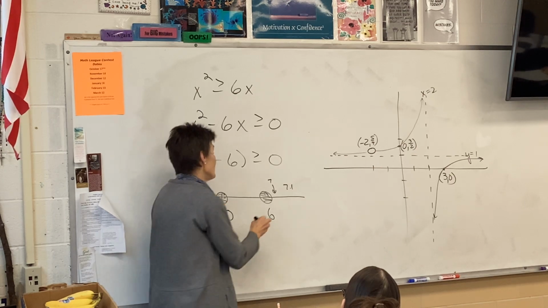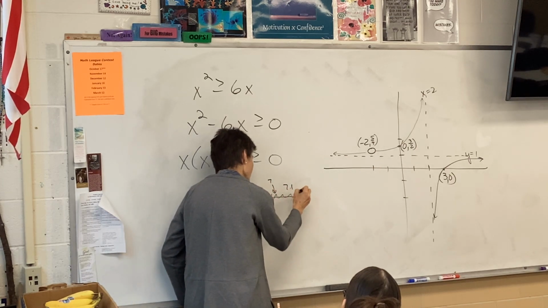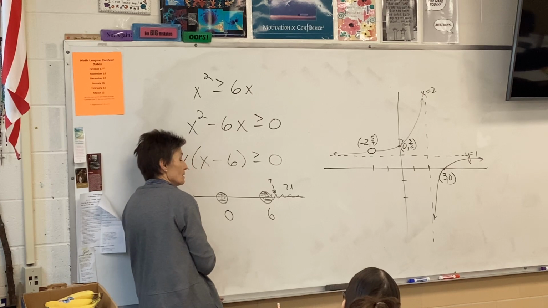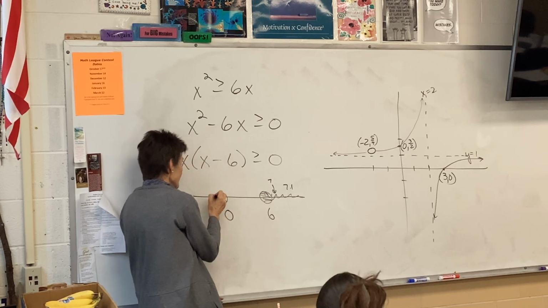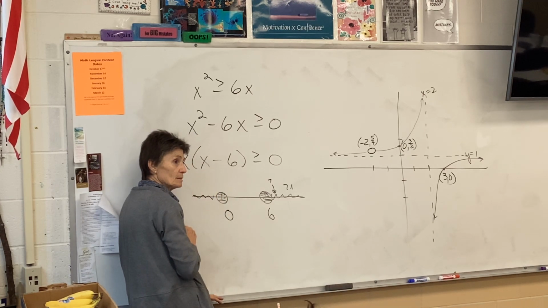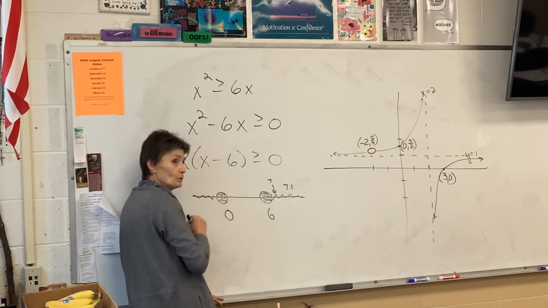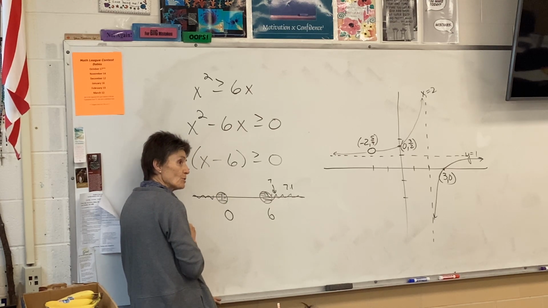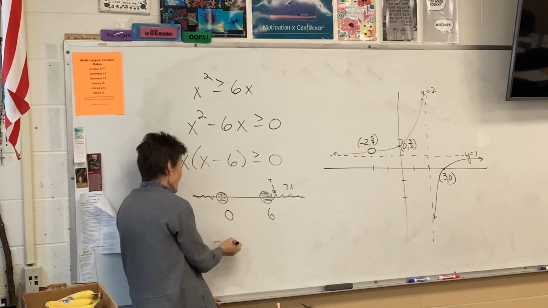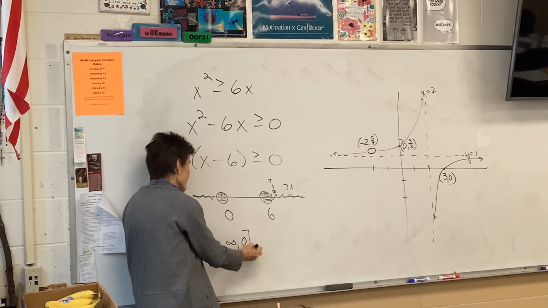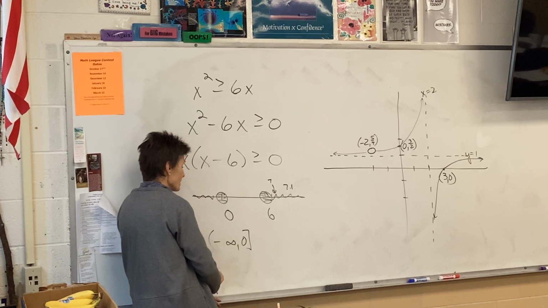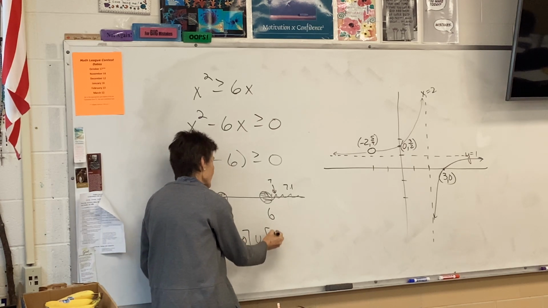Yes. So wherever 7 is, I'm going to shade it. And then I won't shade this, and I will shade this. And then I write my answer in interval notation. I hope you remember to do that on your quiz. So negative infinity to 0 this time, and I'm going to put a bracket at 0. I'm going to put a bracket at 6.